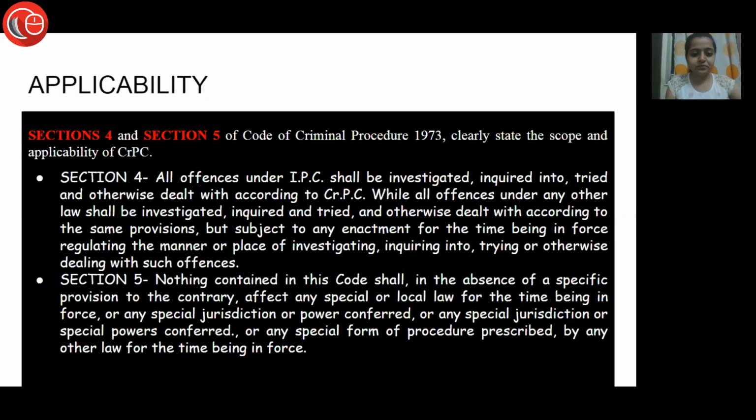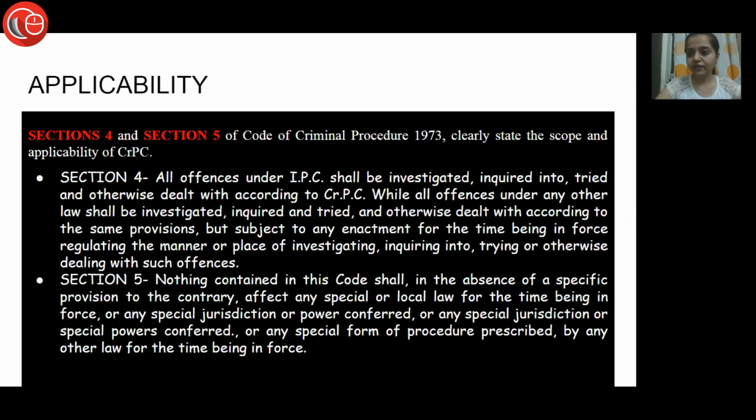Section 5. This is a saving section. Nothing contained in this code shall, in the absence of a specific provision to the contrary, affect any special or local law for the time being in force, or any special jurisdiction or special powers conferred, or any special form of procedure prescribed by any other law for the time being in force.